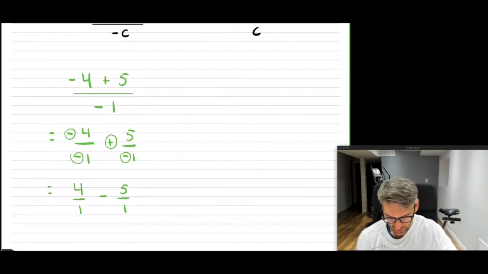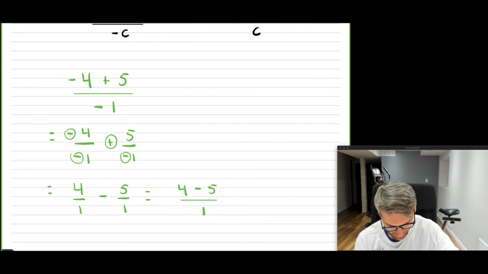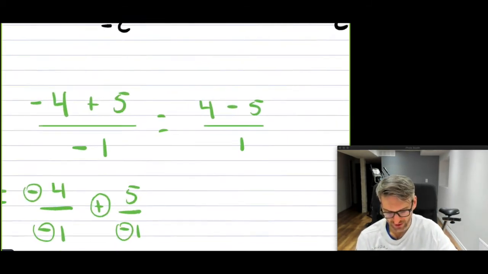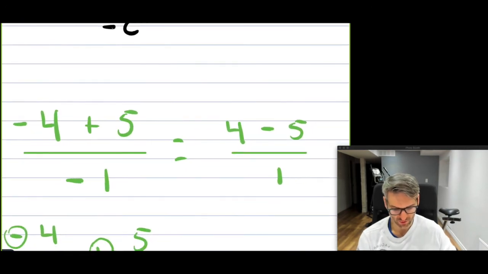So if you rewrote this, this would have been 4 minus 5, all over 1. Okay, and so if I'm going to take this, let me show this to you here. Notice they look different, right? They look different, these two, but they're actually the same.